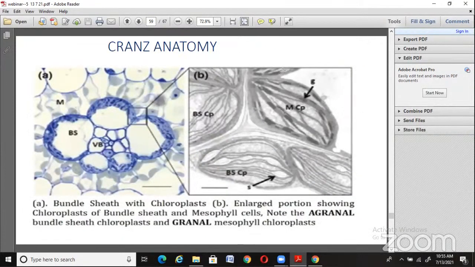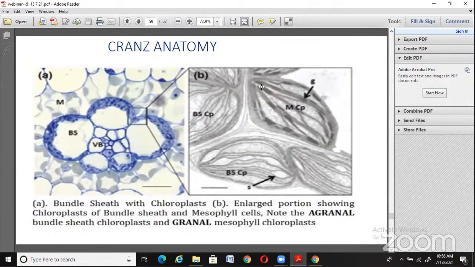Here, MCP, that means mesophyll chloroplasts. In mesophyll tissue, chloroplasts are found, and they belong to the grana type of chloroplast. Here we are looking at some dark spaces, which indicate the grana. This is one chloroplast in which these dark places are the indicators of a grana, and these grana groups are connected by light colored structures which are called lamellae.